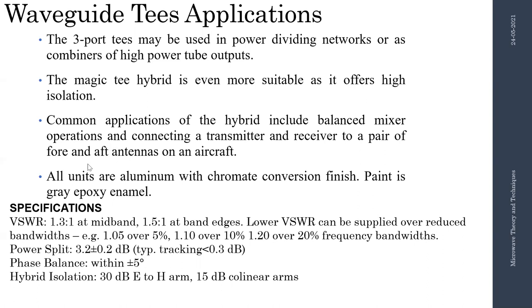And it can be made of aluminium with chromate conversion finish. And the paint that is used is gray epoxy enamel. These are some specifications I am showing you here: VSWR, power split, phase balance, hybrid isolation. These types of specifications you will get, or you have to give to the vendor if you want to buy any waveguide T.